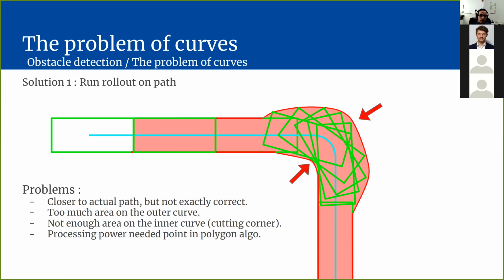So the area on the outer curve is overestimated and the inner curve area is underestimated. And the processing power to do that was a problem. It introduced too much delay because for each rollout, each obstacle point, and each waypoint, we have to loop. So we couldn't use it. It worked in principle, but it was taking too much processing power. And if an obstacle was between two safety boxes, then it wouldn't consider the obstacle. So it's not an ideal solution at all.